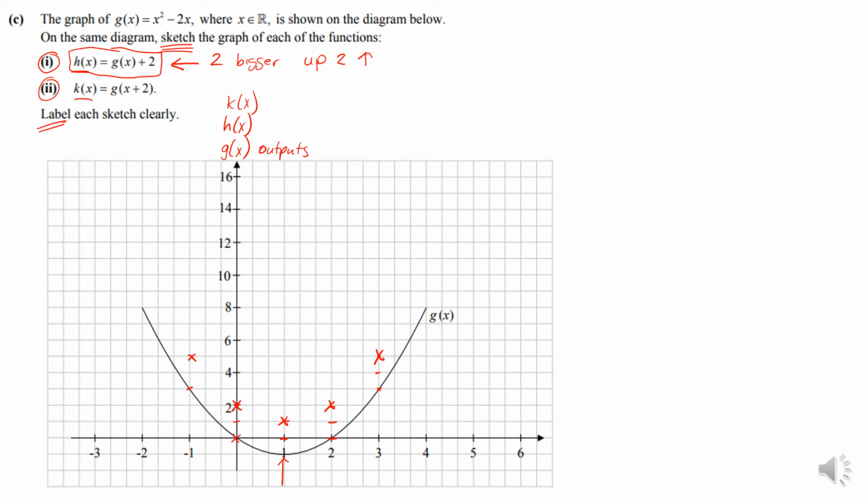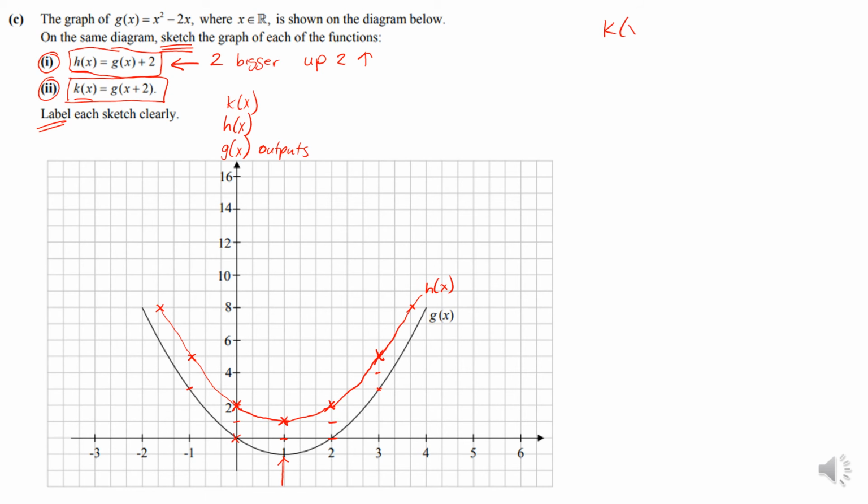And you can see that we get a number of points, okay? And we get a nice U shape, so it's identical in shape, just shifted 2 units higher. Okay, and to get full marks, I'm going to label it as asked, h of x. Alright, so that's h of x, probably the more straightforward. Now the next one is for k of x.